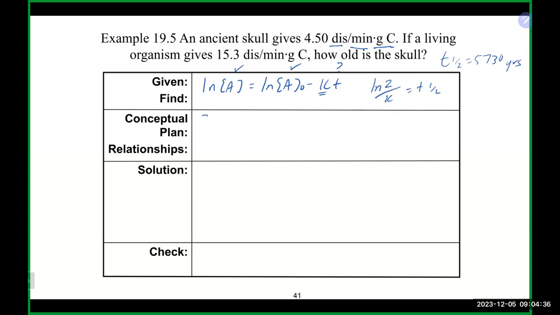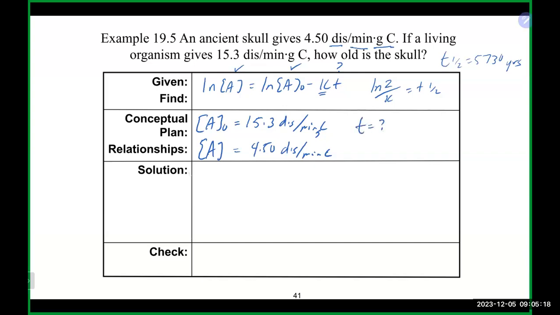So our initial rate of radioactive decay is a living organism. So that's living, so that's going to be 15.3 disintegrations per minute per gram of carbon. And our final is probably the dead thing here, so that's going to be 4.5 disintegrations per minute per gram of carbon here. And obviously that is less radioactive decay happening, right? So it's smaller, which means it's been around a lot longer, so it's not giving off as much radioactive decay in that case. So we're looking for time in this case.